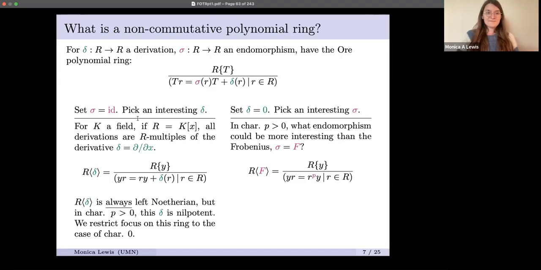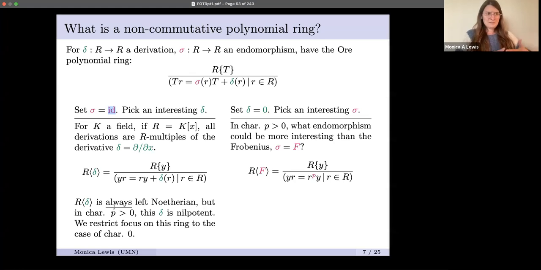So on the left, the identity map is always a bijection. Exercise is left to the reader, which means that by the Hilbert basis theorem, regardless of what our derivation is, we get a Noetherian ring. Note, however, that in characteristic P, the differentiation with respect to X is a nilpotent operation. So we're not particularly going to get a lot of mileage out of the construction over here. So we'll mainly focus in that column on the characteristic 0 case.